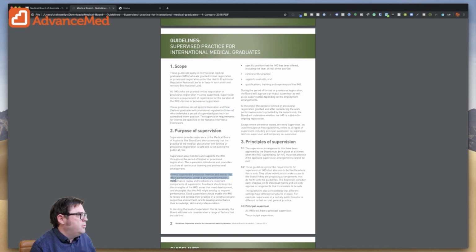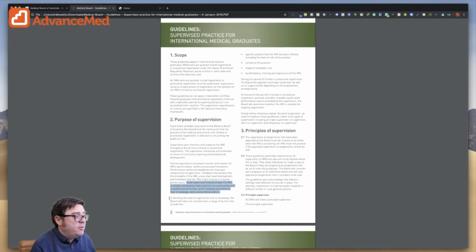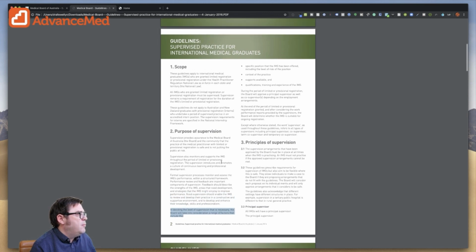They talk about what formal supervision should constitute, including feedback about strengths and areas for development, strategies to improve performance, and what good supervision looks like. They also talk about how they decide the level of supervision that is necessary, and they take into account a number of factors, including the position that you've been offered and the level of risk.